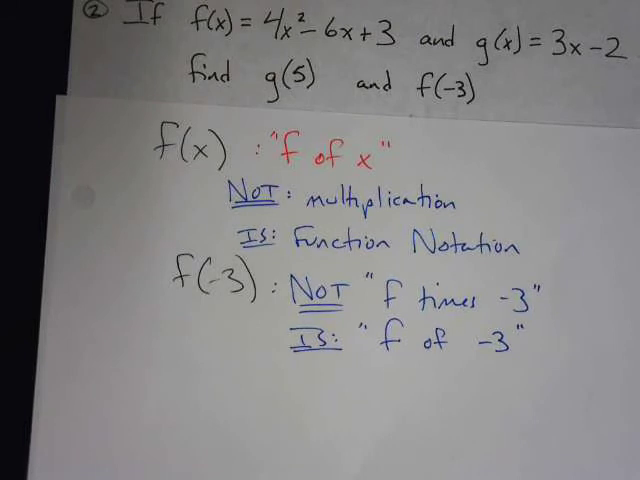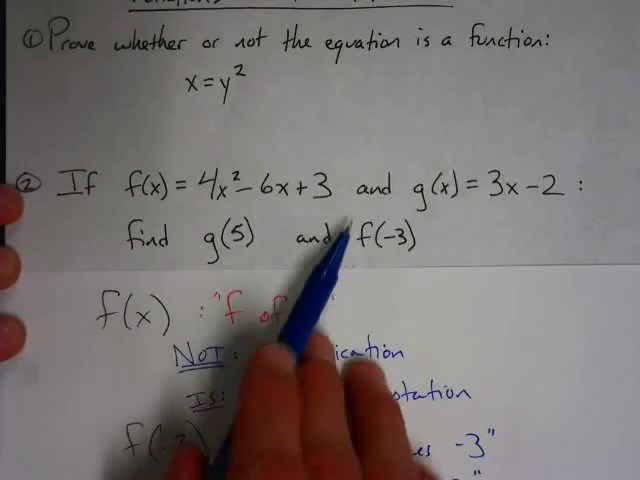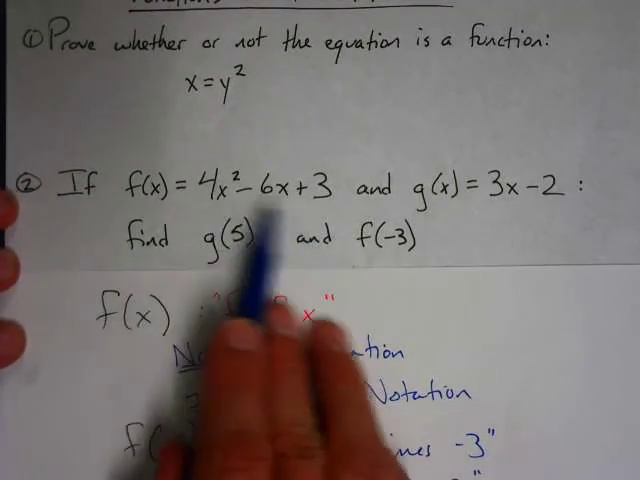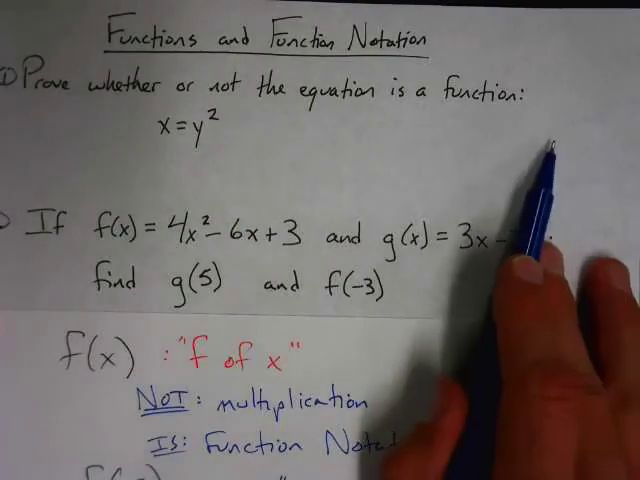This is where things get tricky. We're doing function notation. This list of symbols after this is a function. So I'm telling you this is a function. And I'm telling you this is a function. So you're not determining whether or not it's a function.